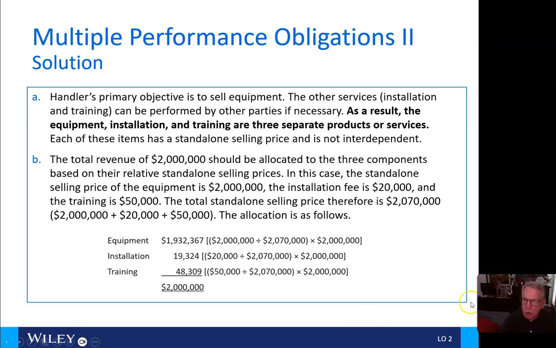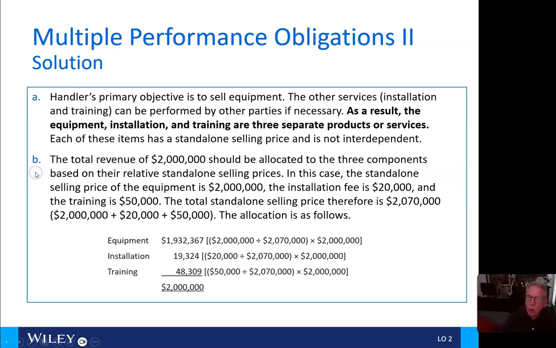Well, as we look at the solution for Alpha, Handler's primary objective is to sell the equipment. The other services, installation and training, can be performed by other parties if necessary. But as a result, the equipment, installation, and training are all 3 separate products or services. Each of these items has a standalone selling price, and each is not interdependent.